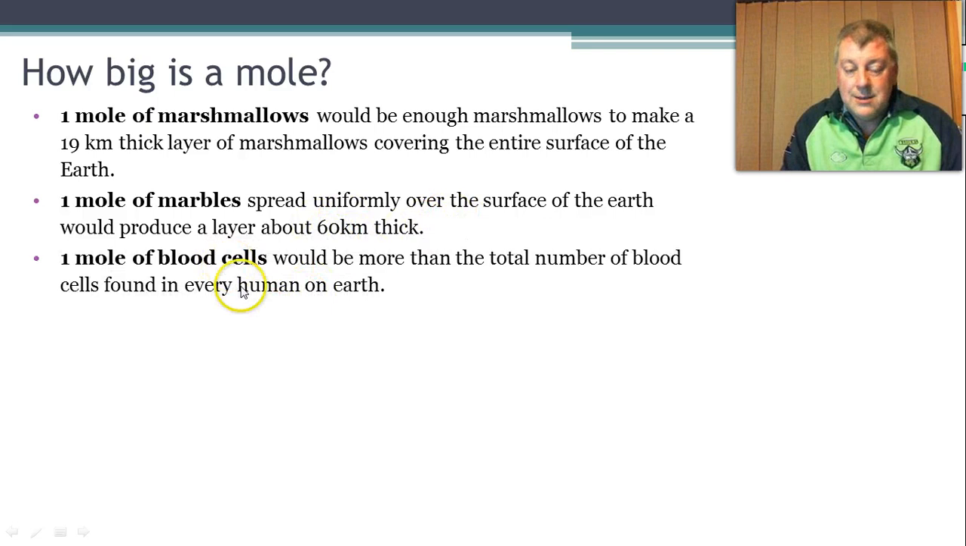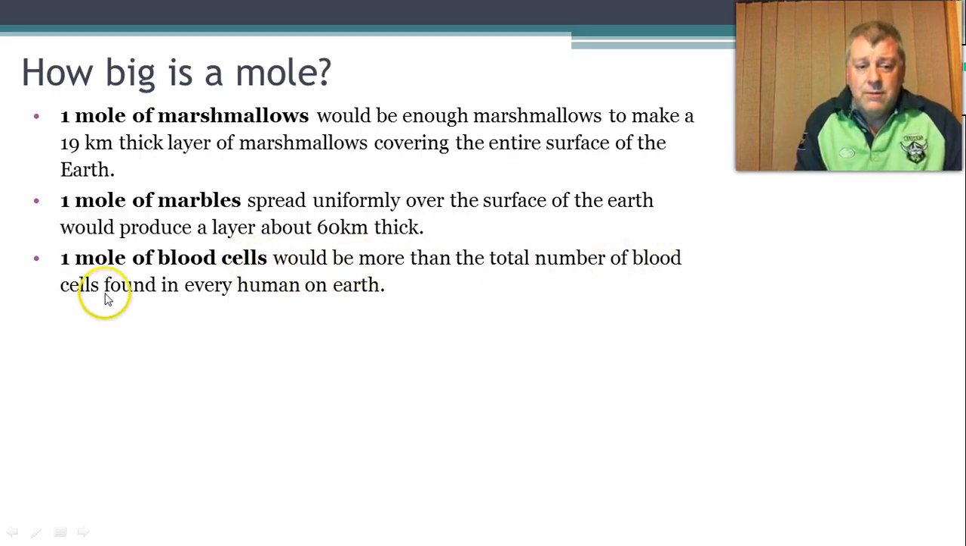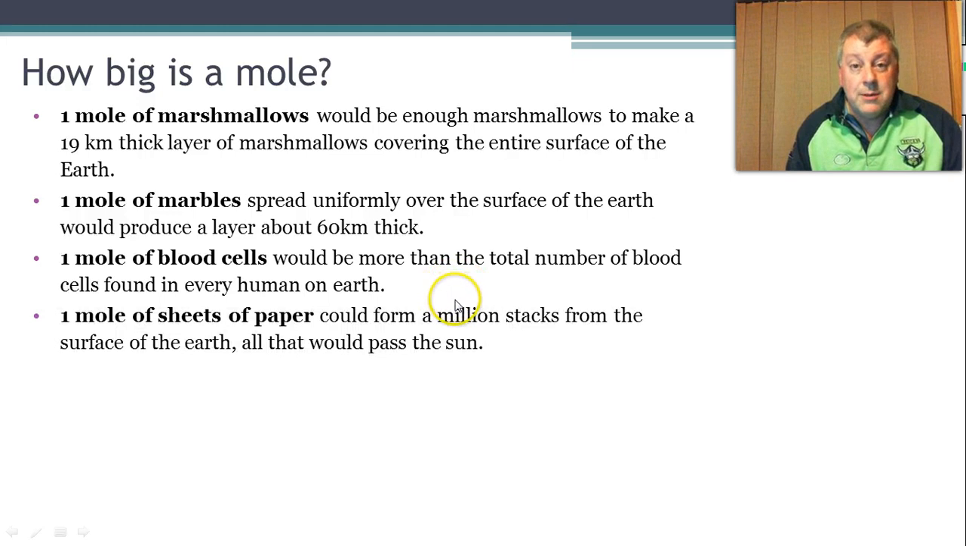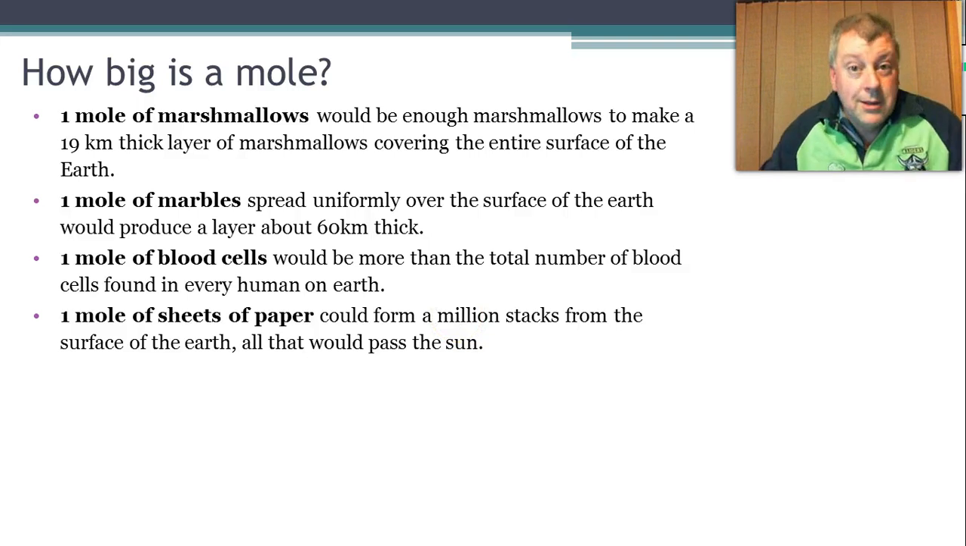1 mole of blood cells, now you think blood cells are pretty small. If you had 1 mole of blood cells, and you must have a lot of blood cells in your body, 1 mole of blood cells would be more than the total number of blood cells found in every human on the earth. So that's a lot of blood cells. 1 mole of sheets of paper, that's something we can understand, would form 1,000,000 stacks from the surface of the earth, all that would pass the sun. So you'd have 1,000,000 stacks of paper, and they'd all extend further than the sun.